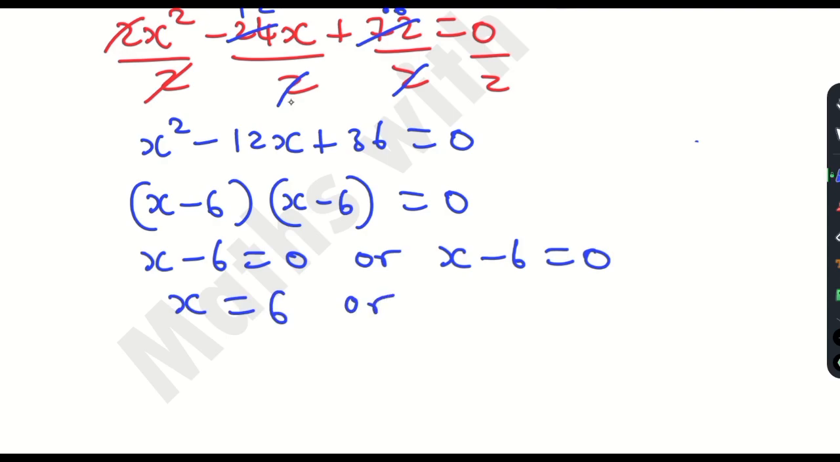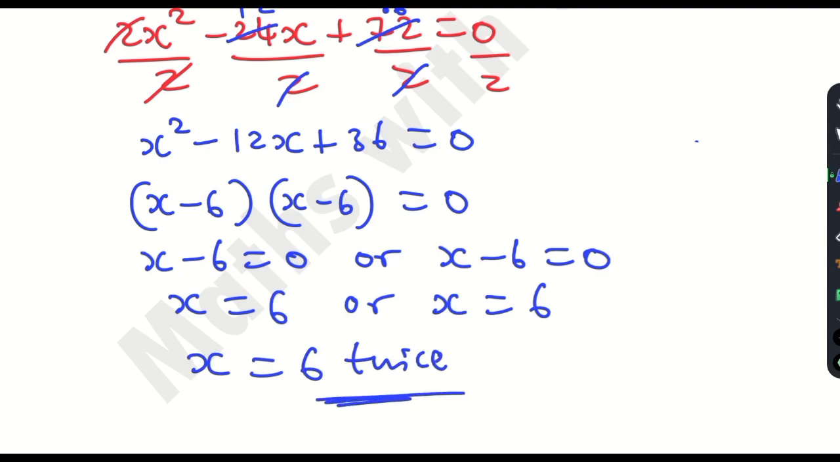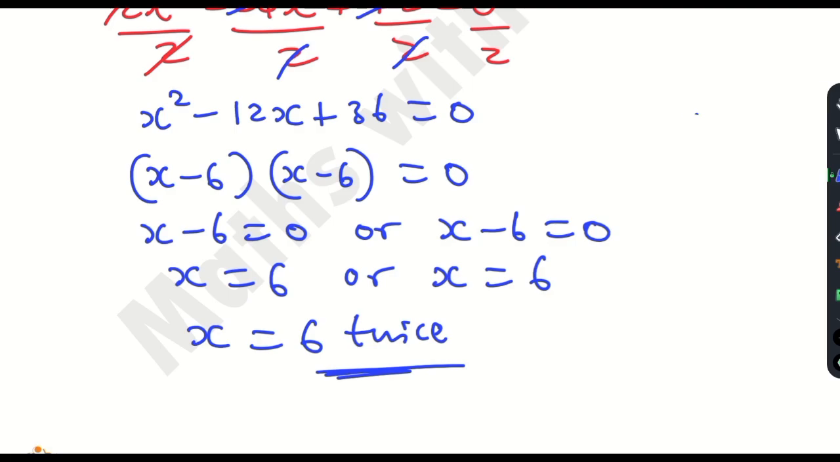Or transpose negative 6 here to the right hand side, you have what? 6. So what does this mean? x is equal to 6 twice. And this just agrees with what we did, because the point where the straight line touches the quadratic graph is at point 6. So x is equal to 6 at that particular point.